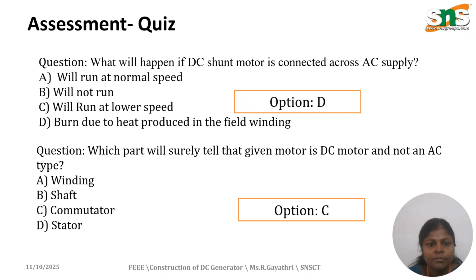Then the second question: which part will surely tell that the given motor is DC and not AC? The commutator will be connected to the particular supply, AC or DC. So the commutator part will tell whether it is an AC motor or a DC motor.